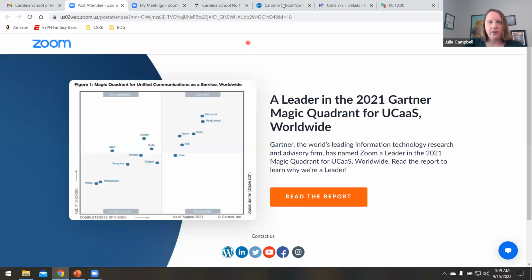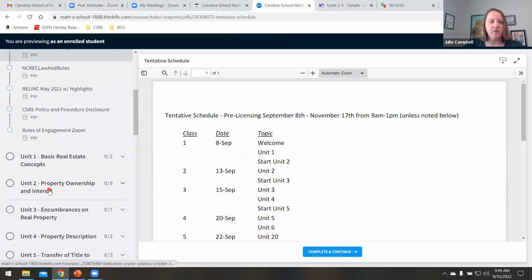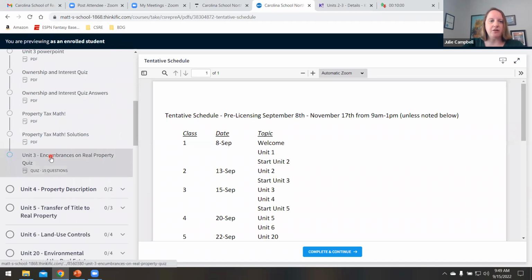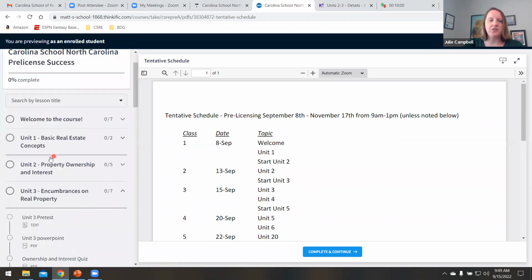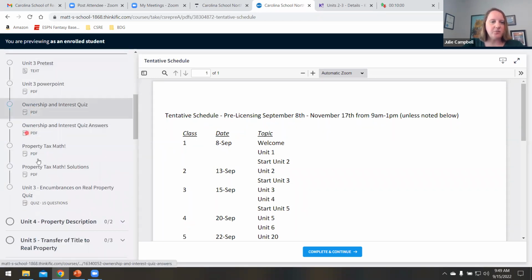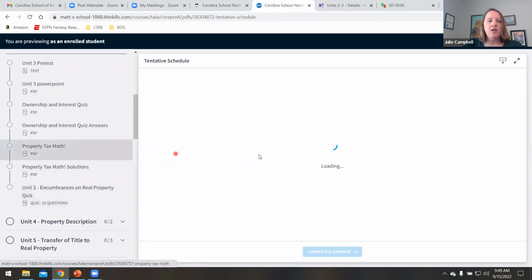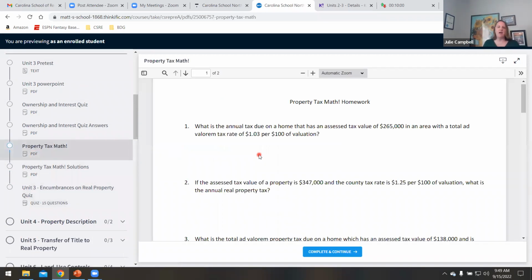So let's look real quick. If we look in Learn, Test, Pass, the unit 3 material. Everybody see where I'm at? Learn, Test, Pass, unit 3 material. And there's some other good stuff in here as well. But there's also a property tax math worksheet. So I have additional practice in Learn, Test, Pass for you guys as well.